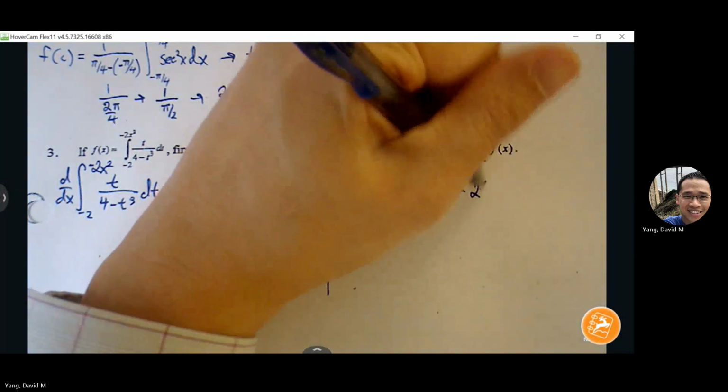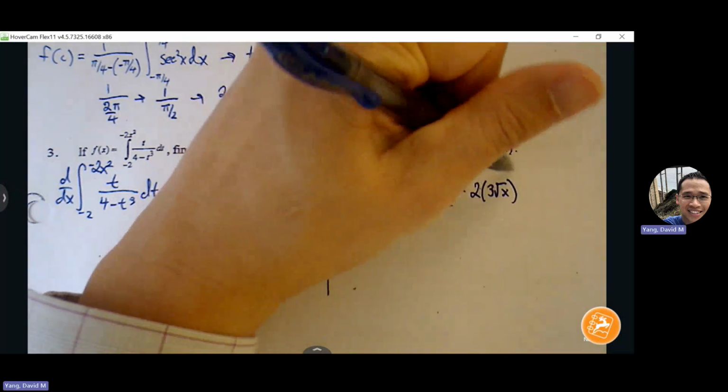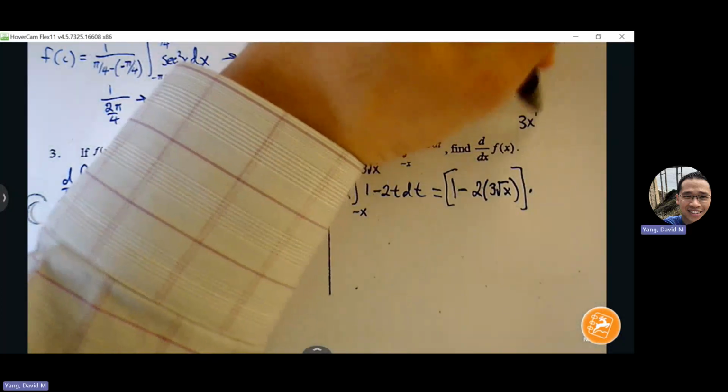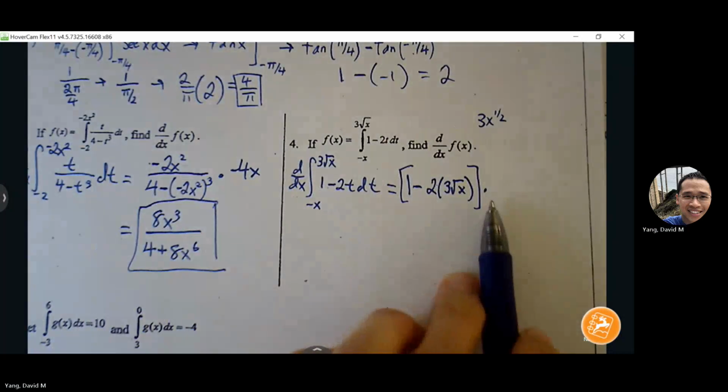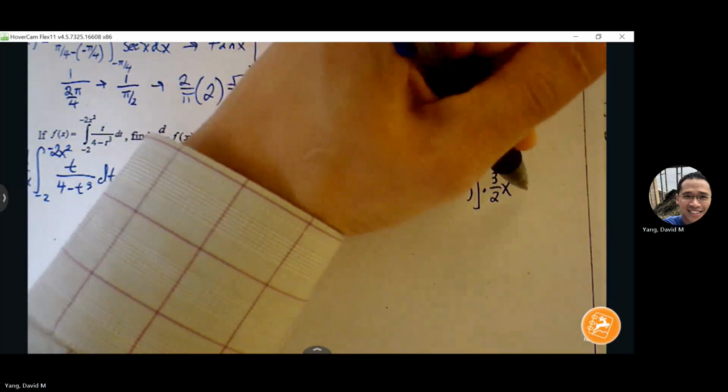Good, 3x to the 1/2. All right. Times, okay, I'm not done with the upper bound yet, times what? That 3x to the 1/2 turns into what? Okay, so that takes care of my upper bound.